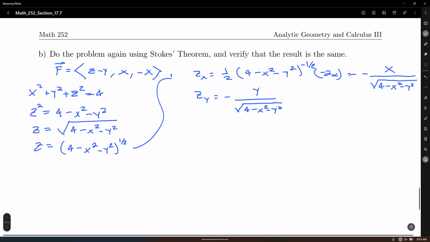Okay, let's see. What else do we need for Stokes' theorem besides the partial derivatives? What else?